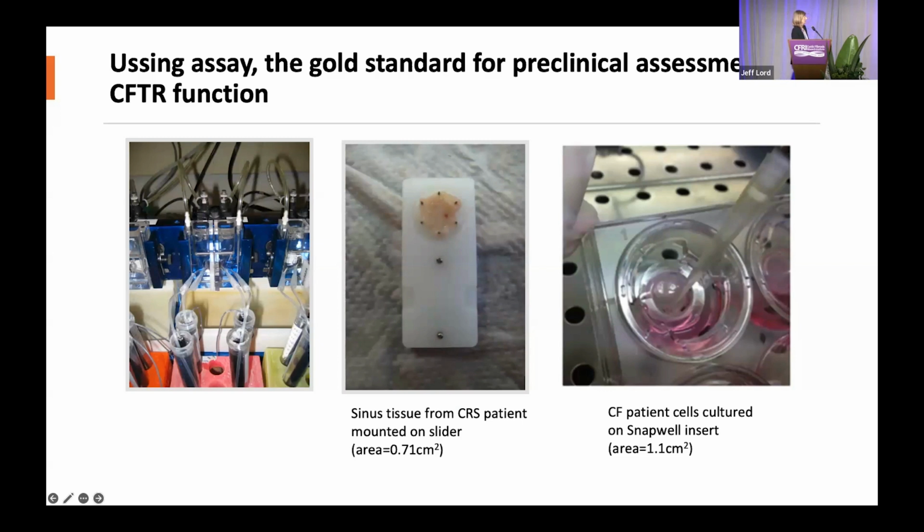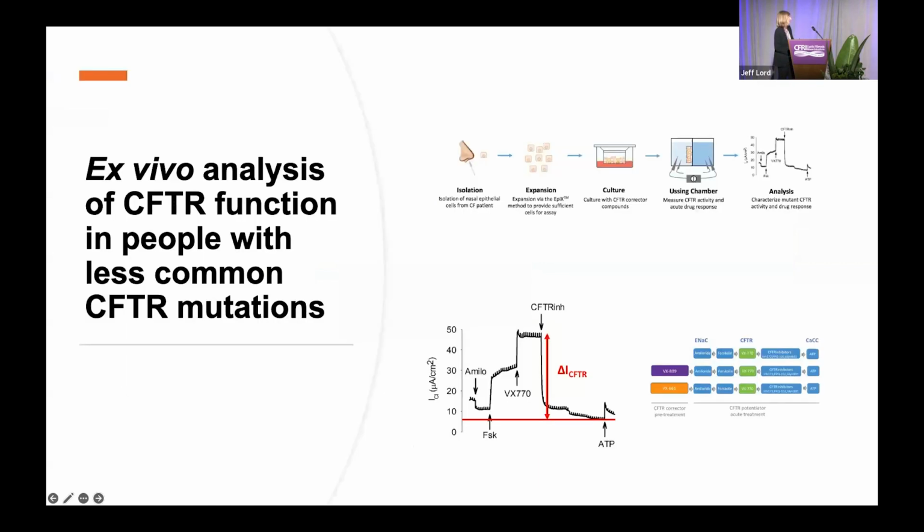And then here is, for example, a cell culture from a cystic fibrosis patient. So these are cells that we are growing, basically a patient in a dish model. So when we do an ex vivo analysis of CFTR function in people with CFTR mutations that are less common, we first isolate the cells by nasal brushing, and we then have to expand these cells that we brush. And there's now significant advancement in the expansion protocols. We have then to culture them, put them in the Ussing assay, and then we do our protocol for the assessment of CFTR function.